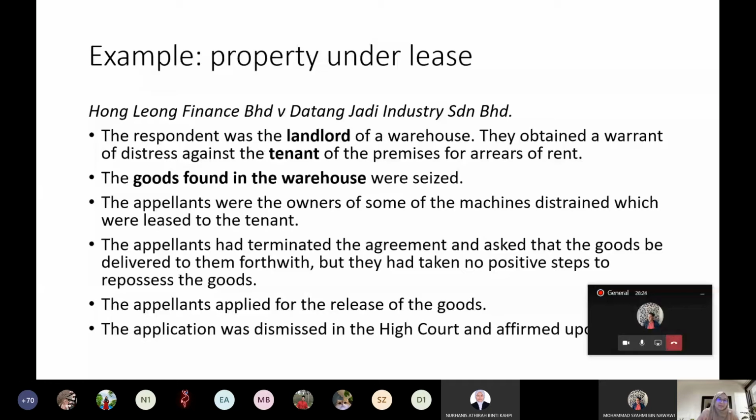Okay, in such a situation, as the appellants have taken a long time actually, if you look at the judgment, the appellants have taken a long time in order to take positive action to repossess the goods. So the court considered this as a sort of mistake on the part of the appellant. Okay, so the court applied the general position of the law that the goods vested in the DJI. Yeah, so rejected, or dismissed, the application by the appellant here. Yeah.